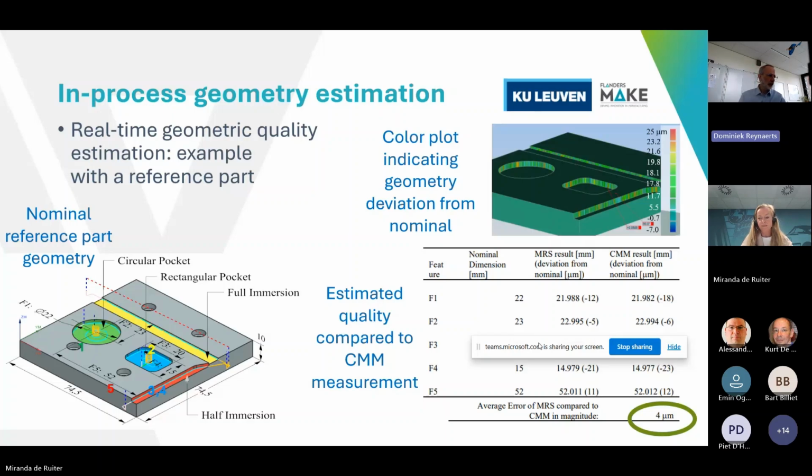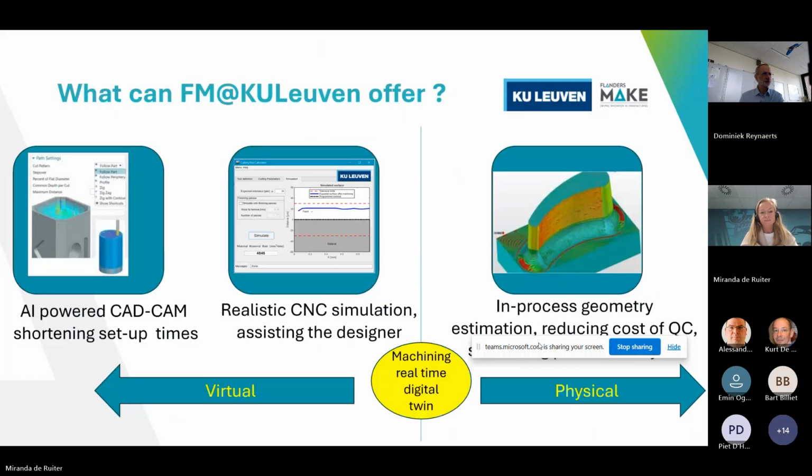So for F2, that's the yellow slot, you see that we estimate it to be 5 micron too small, and the CMM gives 6 microns. So there we are typically within 1-2 microns accurate, leading to an overall error of 4 micron, but perhaps that's not the best figure because you see that for linear dimensions, it's much better than for circles. Next slide, please.